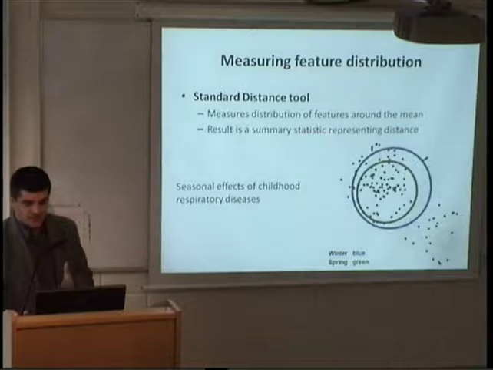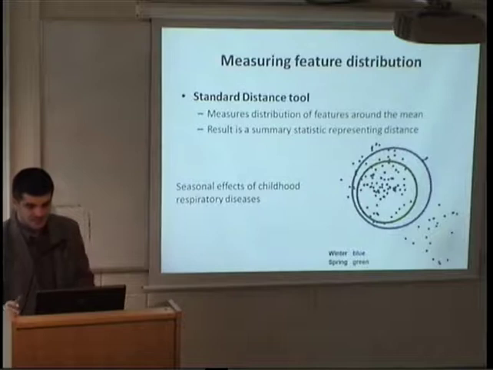By the green circle, you can see the cases which happen in spring, and by blue, you can see the cases which happen in winter. The bigger the circle, the more dispersed the distribution is. So you can see that in winter, we have a widely affected region.